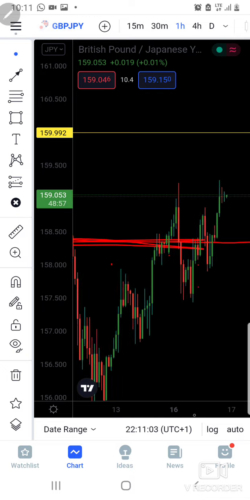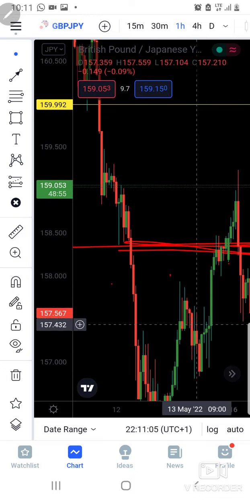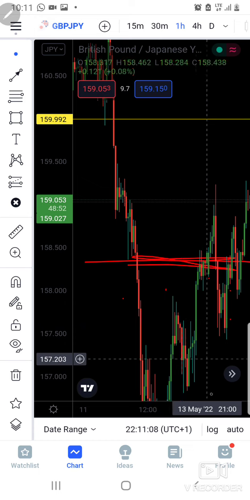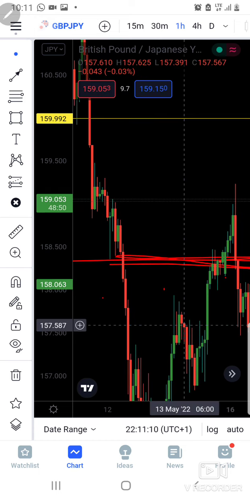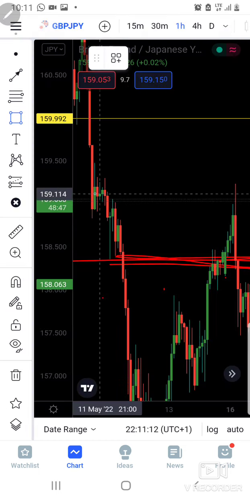So now on the 1 hour, we have this area here. I want to show you this. I think this is my area of interest. Look at the 1 hour, we have this area here on the 1 hour time frame.